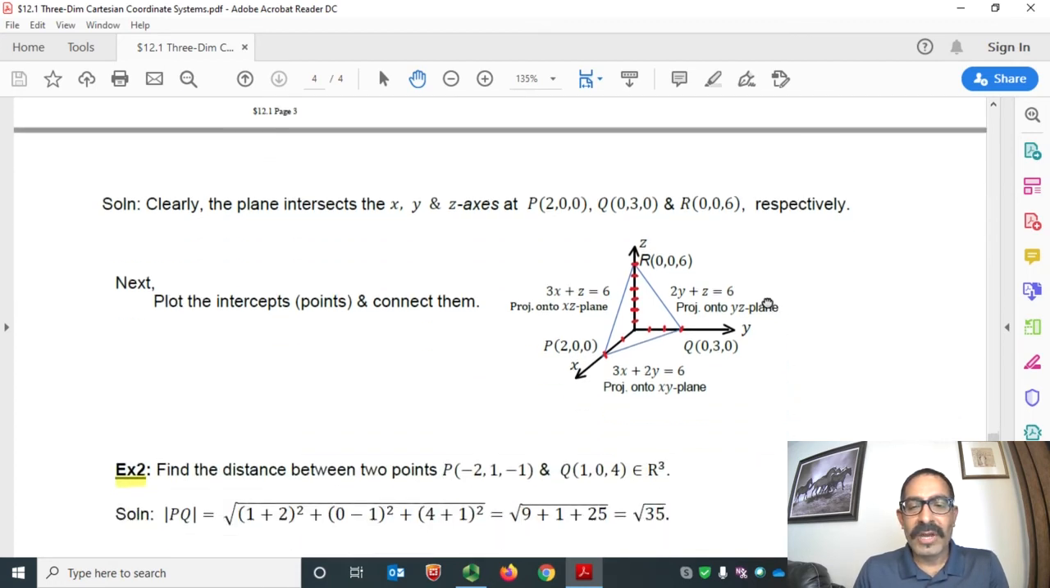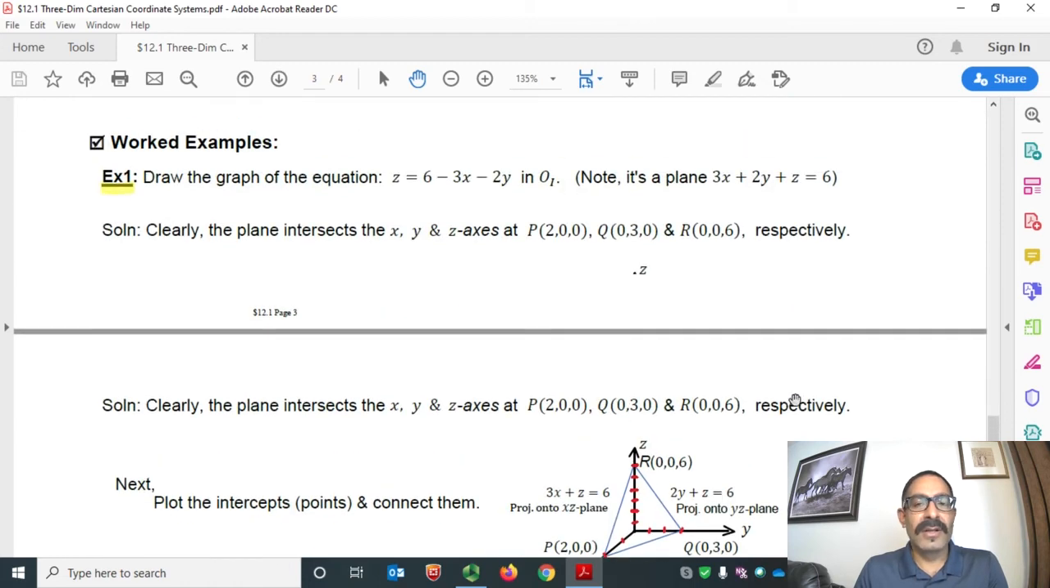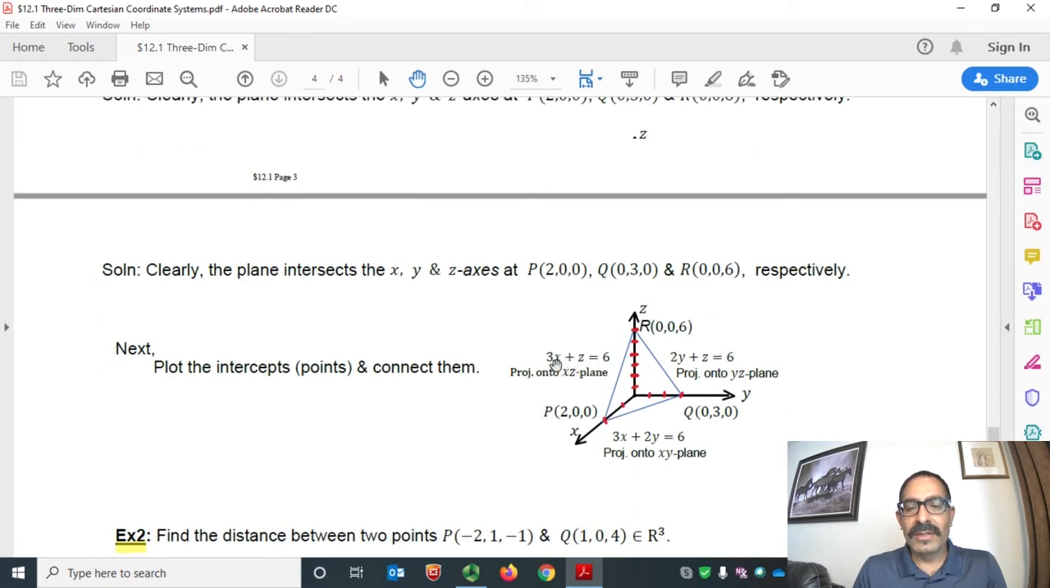We can use another idea also. We use a projection idea to find the projections. We project this plane onto the xy plane, putting z equals 0. We project this plane onto the xz plane, putting y equals 0. Similarly, we project this plane onto the yz plane, putting x equals 0, which are the equations here. But I have not covered projection yet, so I will postpone that idea until we cover projection.